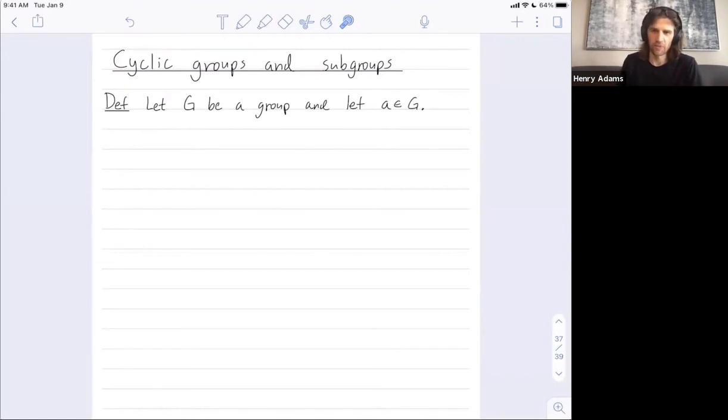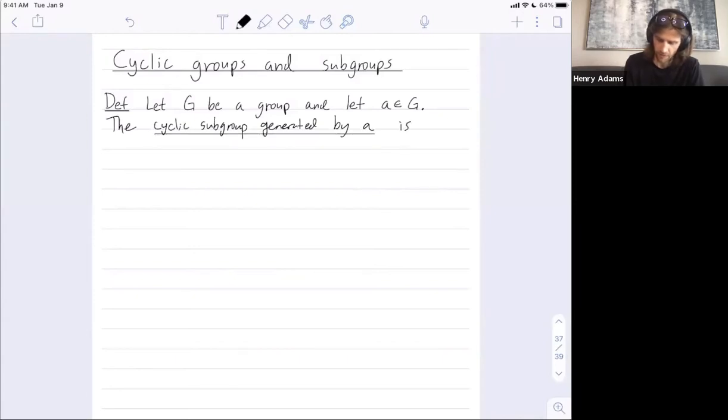So let G be a group and let A be an element in that group. We'll define the cyclic subgroup generated by A. I'm going to underline that because that's what I'm defining. We denote it like this, A with braces on either side. And it's the set of all things of the form A times itself K times, where K is an integer. Okay, so that's the definition.